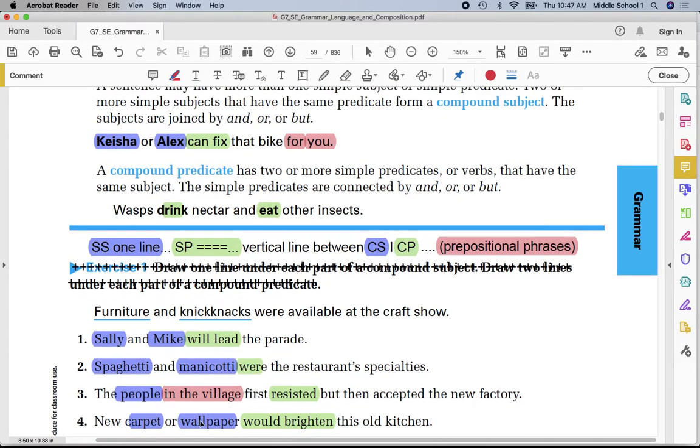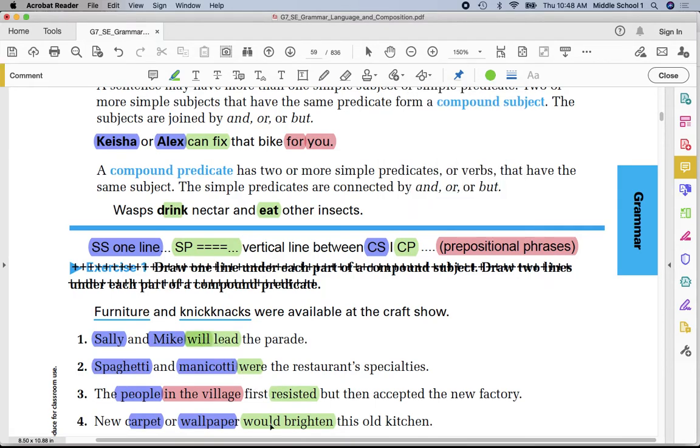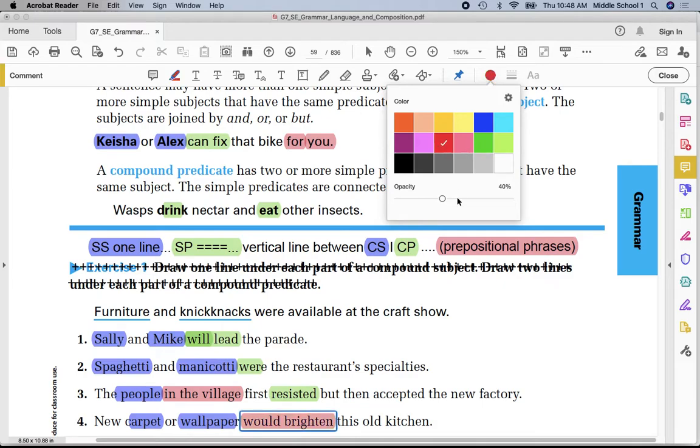Sentence number 4. Carpet, wallpaper, underline once. Would brighten, underline twice. Put a line in between wallpaper and would. Class, today you're going to notice we have helping verbs that go along with the main verb. More of our sentences today will include words like will or words like would. Okay? So we want to be sure to take those along with the regular verb.